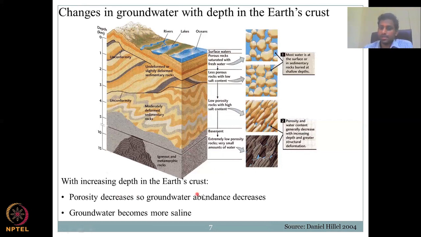With increasing depth in the Earth's crust, porosity decreases. Porosity is the term that gives you the space for air and water inside the soil profile. Okay, so that decreases. So groundwater abundance decreases. So as you move vertically down, as the depth increases, there is very little space for groundwater. Groundwater becomes more saline because water is staying in close contact with the rock for a long time.